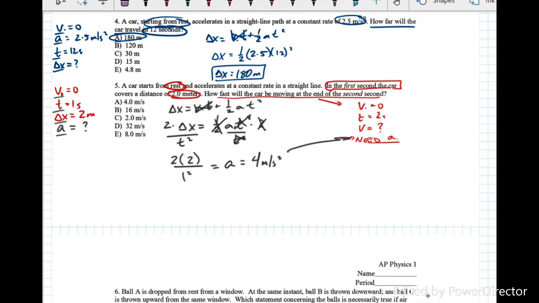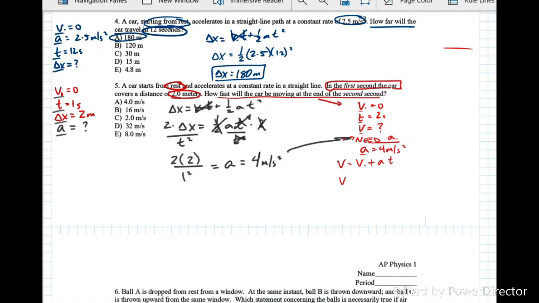Means the acceleration that I need for the second. So the acceleration that we need, 4 meters per second squared for the second problem. For the second problem, we have the initial velocity and the time and the acceleration. We need the final velocity. That final velocity is v0 plus at. 0 plus 4 times 2. Final velocity is 8 meters per second.